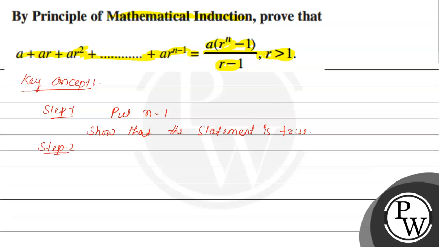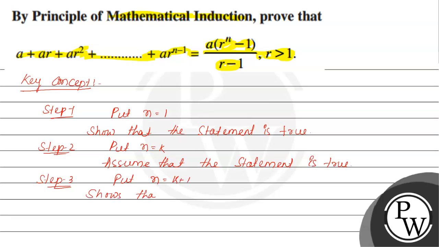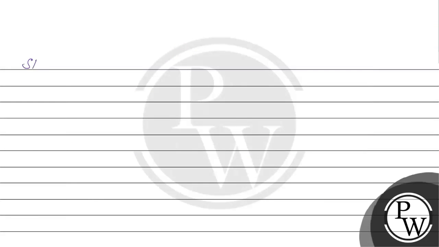Step 2 में हमें क्या करना है? We have to put n equals k, then assume that the statement is true. Okay, so step 3, then step 3 में हमें क्या करना है? Step 3 में हमें put n equals k plus 1, then show that the statement is true. Okay, so let us solve for step 1.